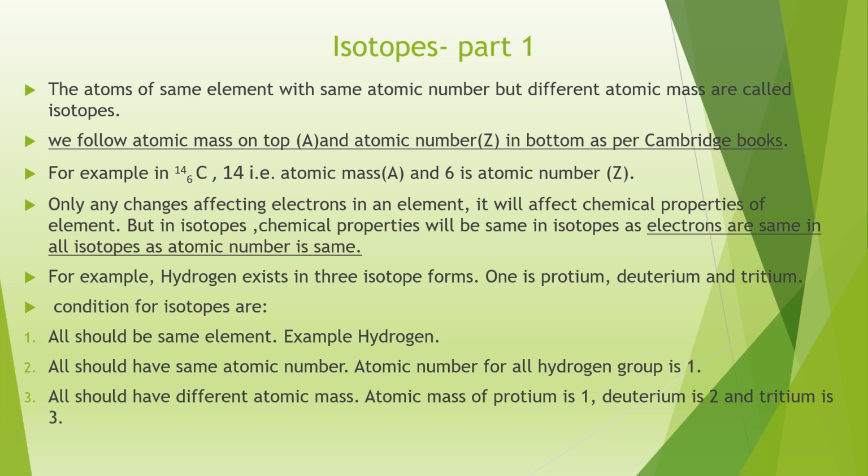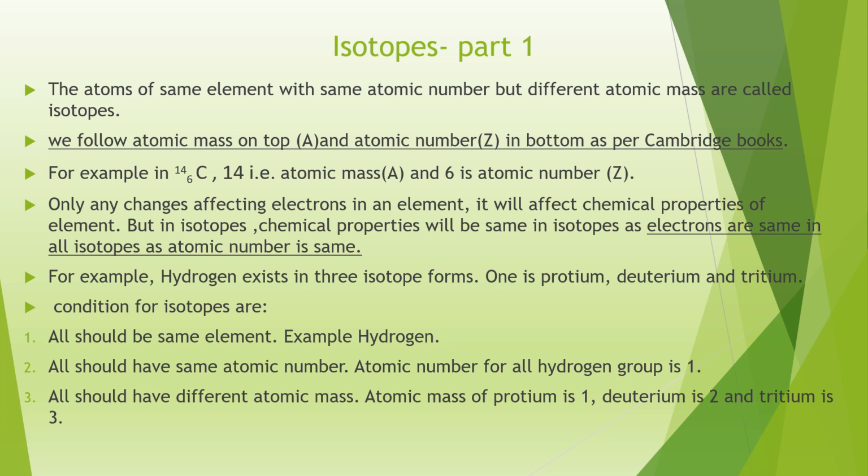Isotopes, part 1. The atoms of the same element with the same atomic number but different atomic mass are called isotopes. We know atomic number comes serially in the periodic table, and here we follow atomic mass on top. Atomic mass is A, capital A. Atomic number is Z, capital Z, as per Cambridge books.